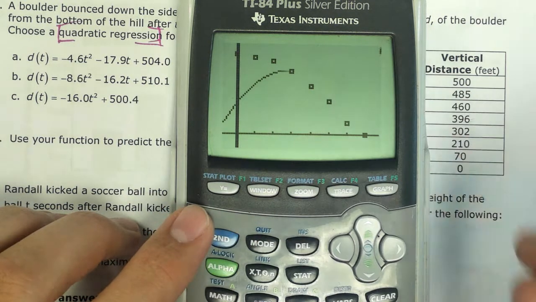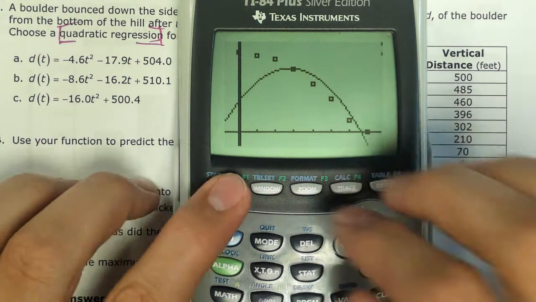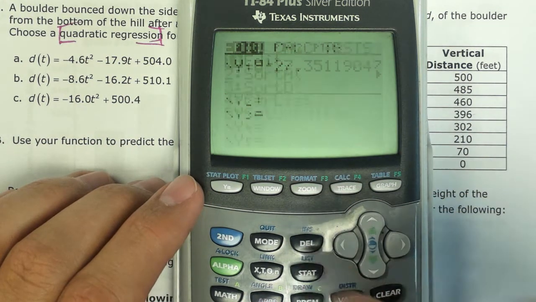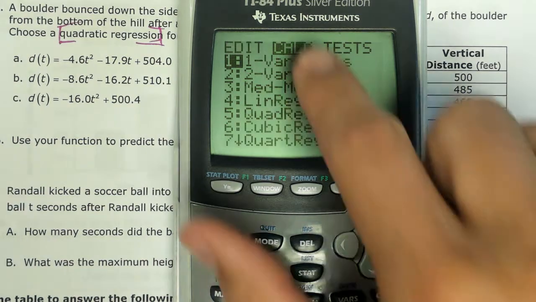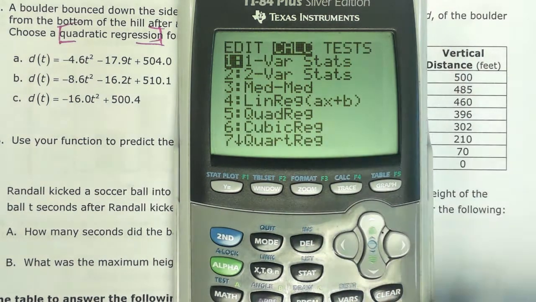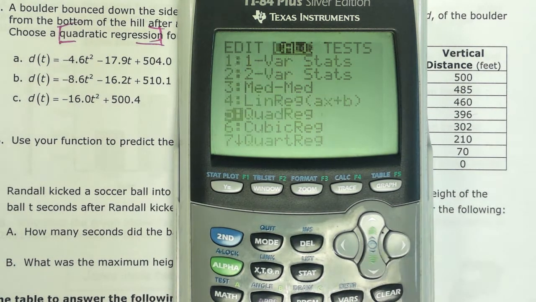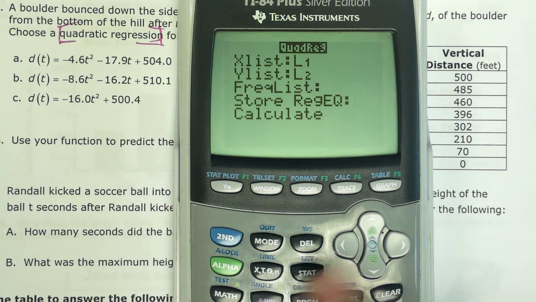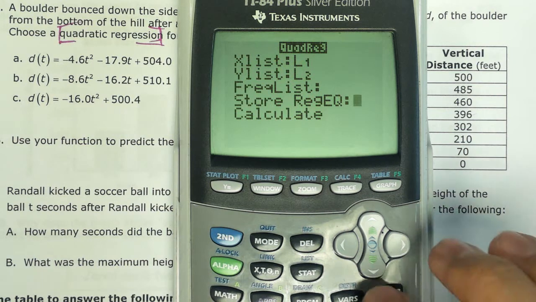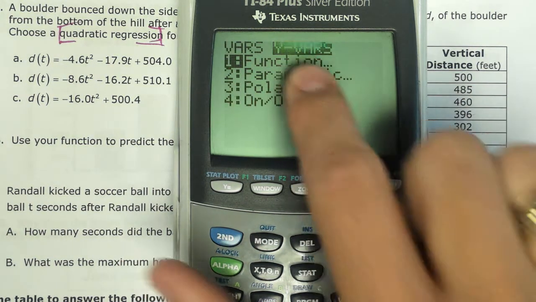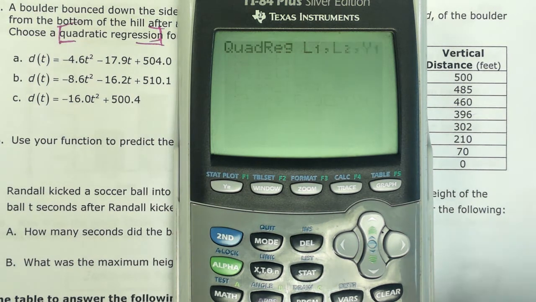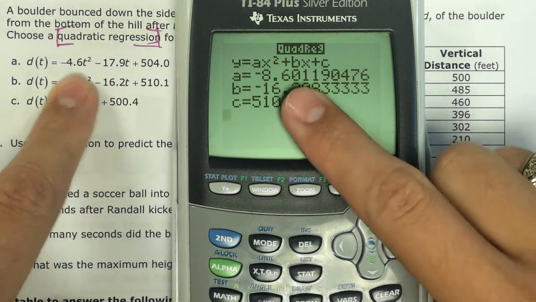Alright, so I need to do my stat again. I need to calculate with my new data. When I fix it, I can go down to my quadratic regression. I'm going to do the same thing. Go to store regression equation, and that's going to be vars. Go to the right for y vars. Function, put that in y1. Enter a couple of times. Alright, now these numbers match.